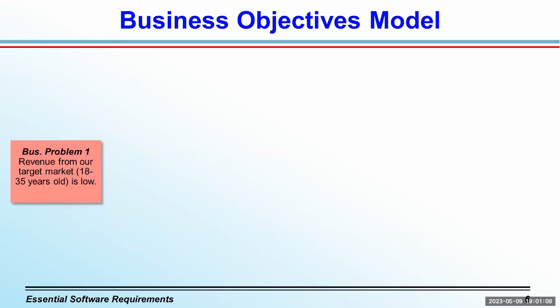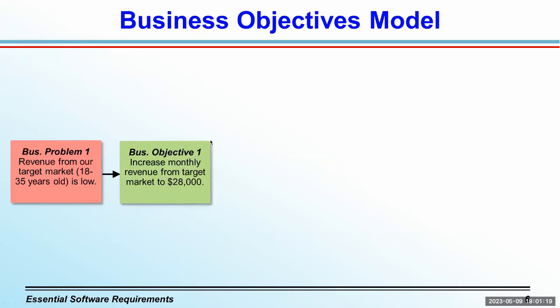Our first business problem says the revenue that we're getting from a particular target market is lower than we'd like. And we say, okay, well, what would we like it to be? What sort of an outcome are we hoping for? Our first corresponding business objective then is to increase the monthly revenue from the target market to some specific value. And you'll notice that by having specific numbers in these kinds of objectives, you've automatically got a way to measure whether you're moving in that direction. So those are success metrics built right in.